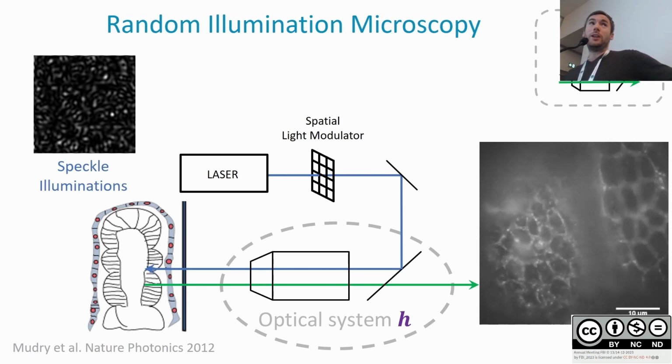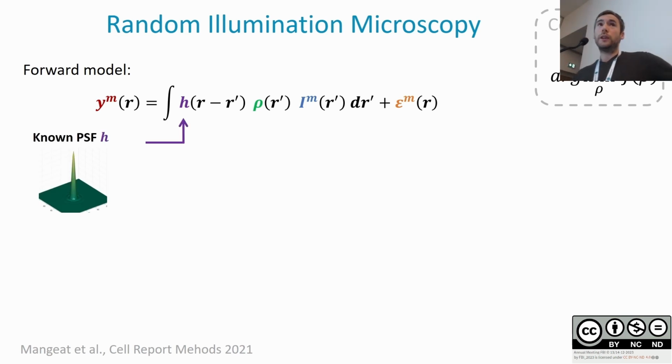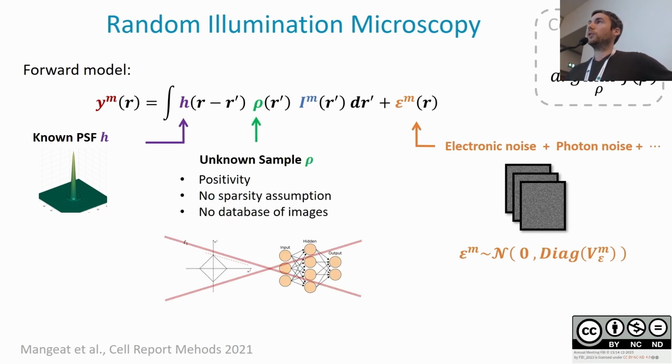Okay, so let's do a little bit of math just to understand what's happening. You have this equation that represents your microscope. You have the PSF that is linked to the quality of your microscope. And you have noise and your sample. The sample is what you try to recover. So you try to get a super resolved image of your sample.